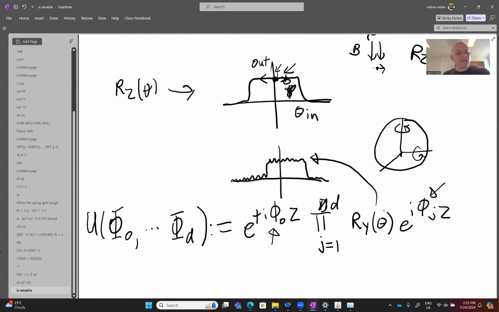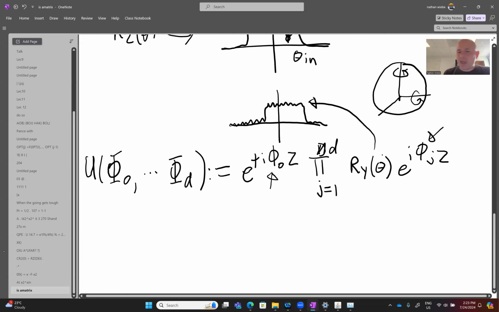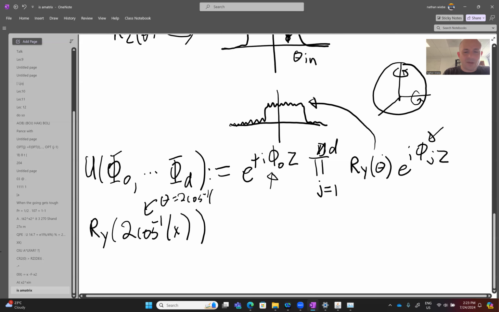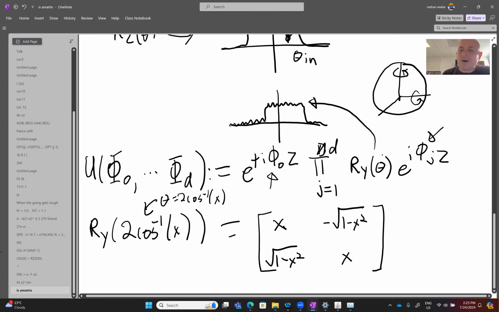But the idea is, at a high level, we can just rewrite this. If I define RY of 2 arccos of x, i.e., if I let my theta equal cos inverse of x here, then this Y rotation ends up taking a look like a familiar object. It takes the form negative 1 minus x squared, square root of 1 minus x squared, x. What does this look like?